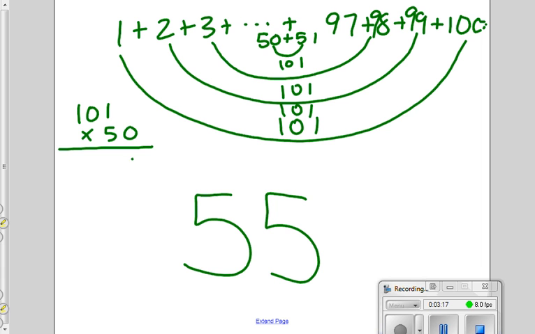I was taught to multiply 50 like that. Just drop the 0 down. 5 times 1 is 5. 0 times 5 is 0. 1 times 5 is 5. It is 5,050. Okay? This is the making of a formula in math.